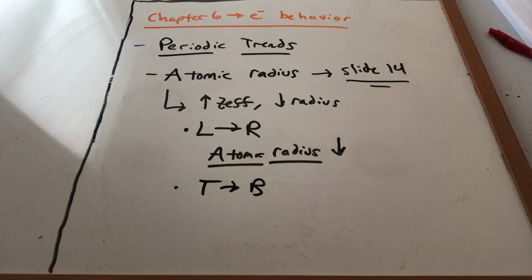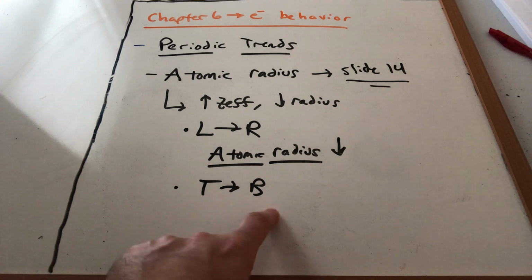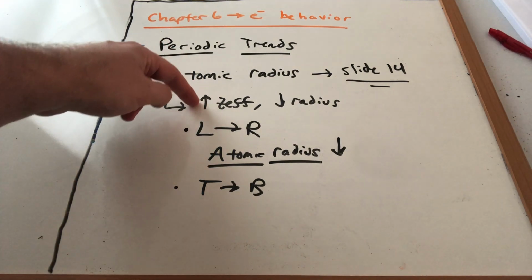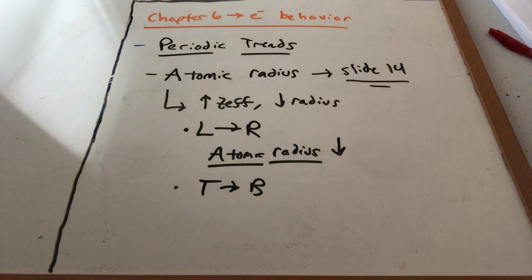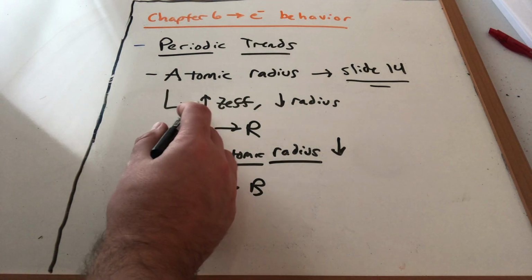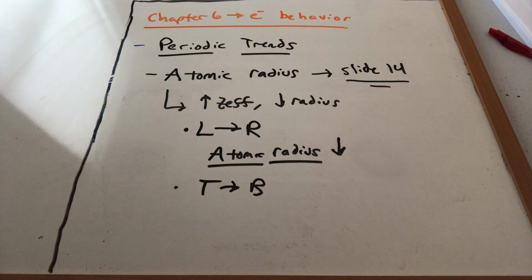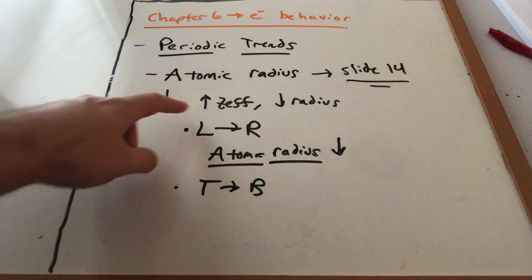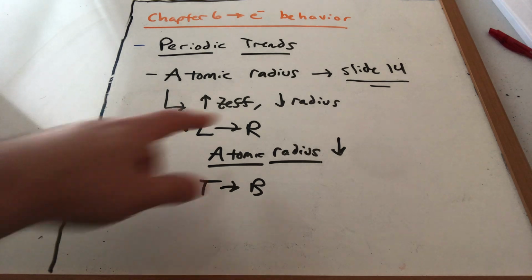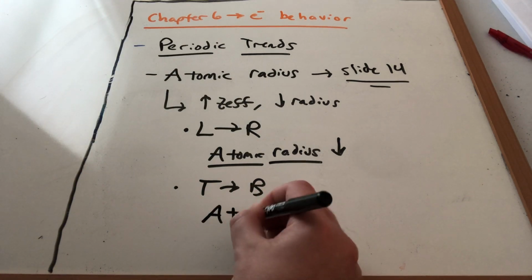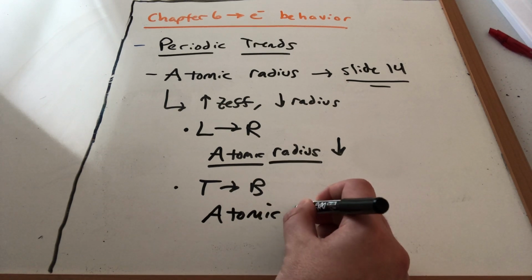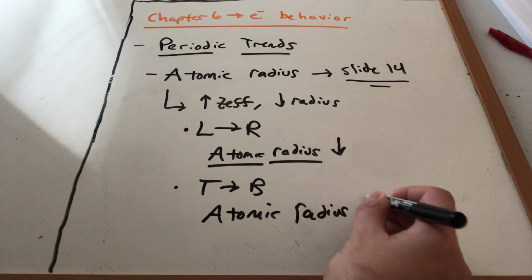What if I compare lithium to sodium to potassium? What if I go down a column? Well, what happens as you go down? Z effective goes way down. Now look at this. This is an inverse relationship. So Z effective is going down. So what happens to the radius? The radius gets bigger. If Z effective is going down, the outer electrons are not held as tightly. So as you go top to bottom, atomic radius goes way up.